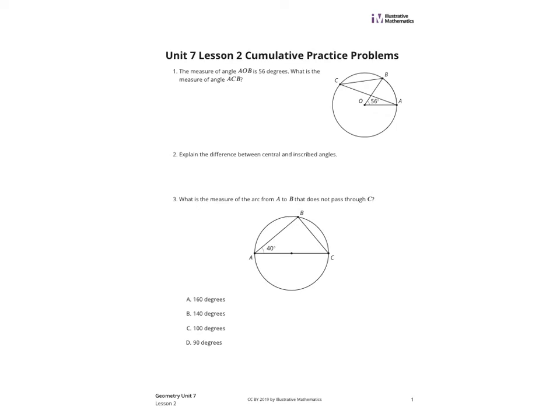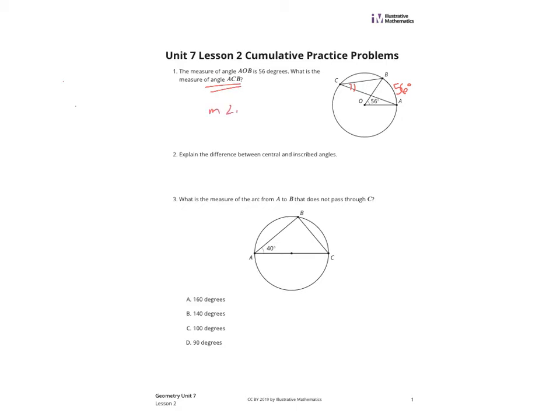Math 2. This is Unit 7, Lesson 2, Practice Problems. So let's take a look at number 1, angle AOB. Angle AOB is this central angle right here, and they're telling me that my central angle is 56 degrees. So I happen to know that its arc, AB, is also 56 degrees. This brings me to my inscribed angle, ACB, and that's the measure that they would like.